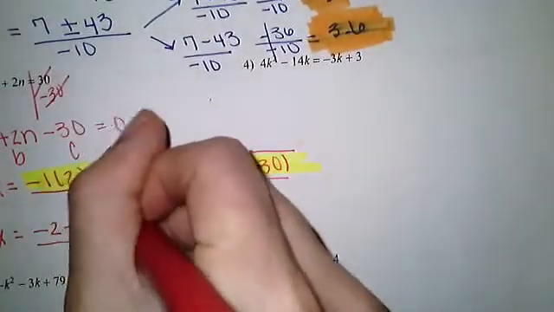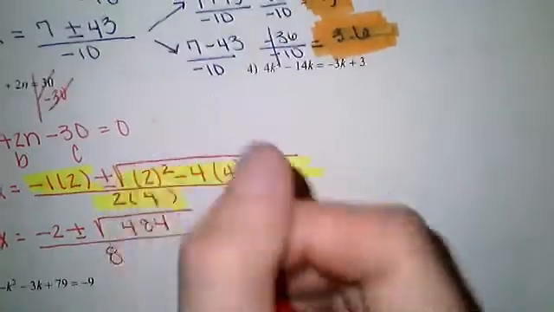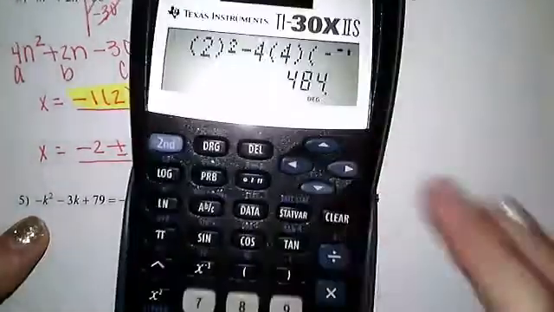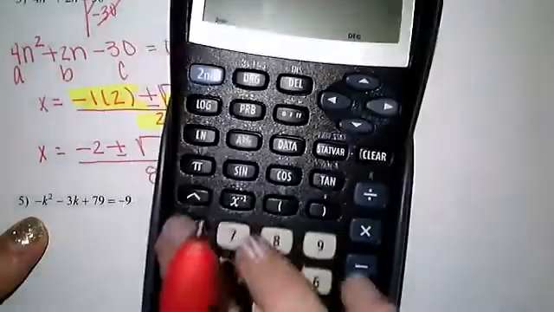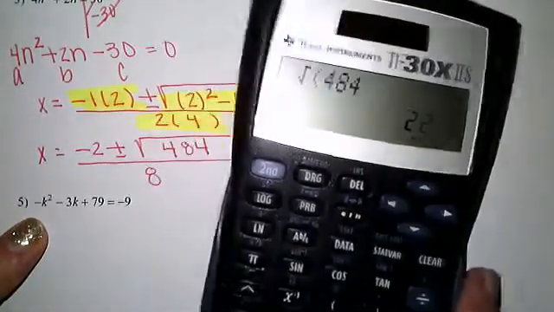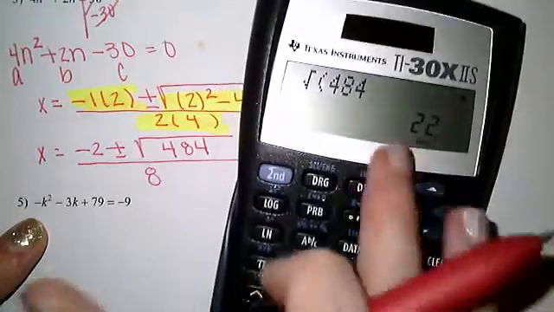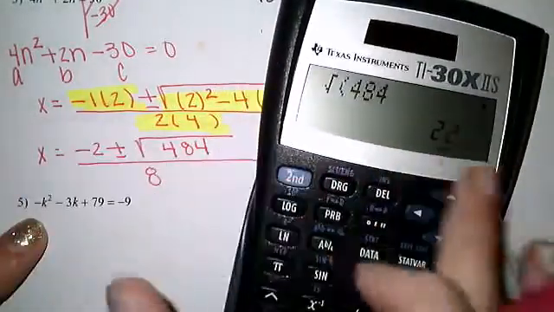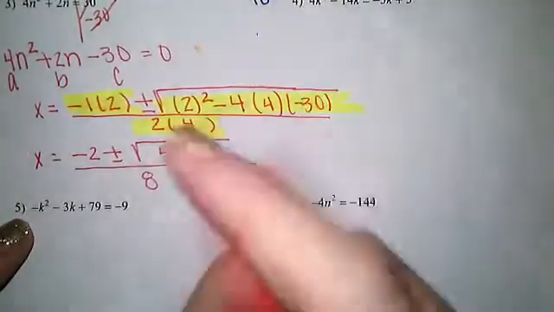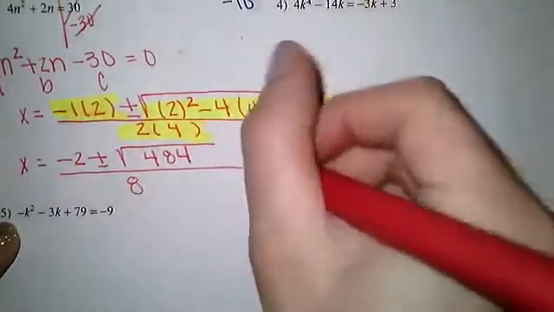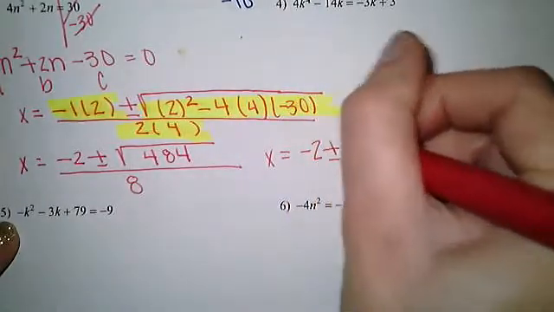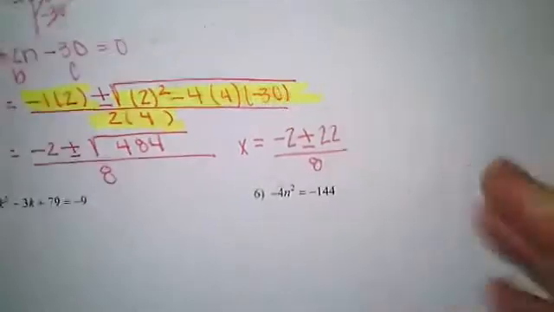484 is positive, so that's how we know we're doing it right, because today we're going to get all positives or zeros. We're going to try to take the square root of 484. So I'm going to hit second x squared, 484. Such a big number, I don't know. Okay, perfect. If it came out a decimal, you would stop here. And this one didn't, so that works out for us. So this is 22. So we know x equals -2 plus or minus 22 over 8.